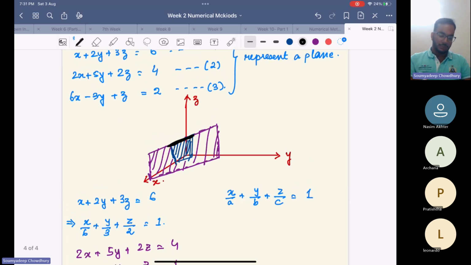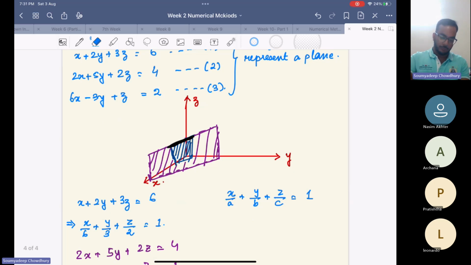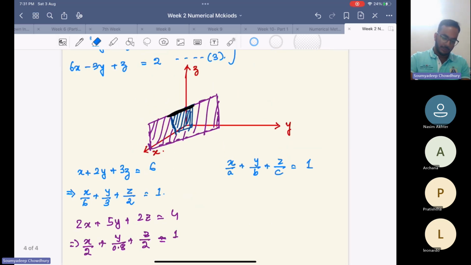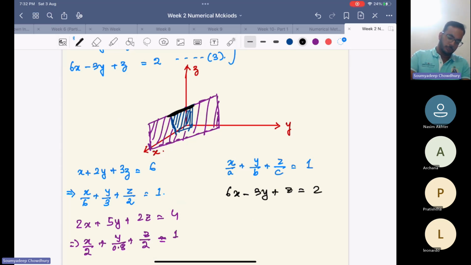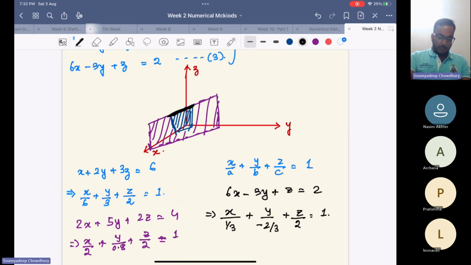Now there is a third plane. For this third plane, I will also represent 6x minus 3y plus z equals 2. It is basically x by 1/3 plus y by minus 2/3 plus z by 2 equals 1. I'll not draw it here; I'll draw another figure.